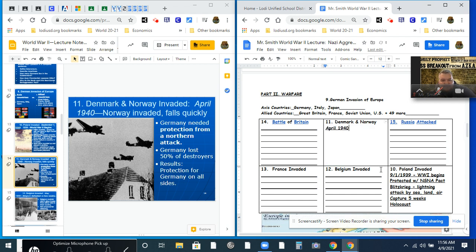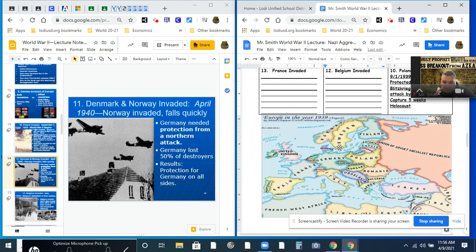April 1940. German attack north. Lose 50% of their destroyers. Why does that happen? That happens because the British put a bunch of mines in the sea to the north. In the sea right here, the North Sea, the British put a bunch of mines, and the German Navy run into them in this process of trying to conquer Norway.